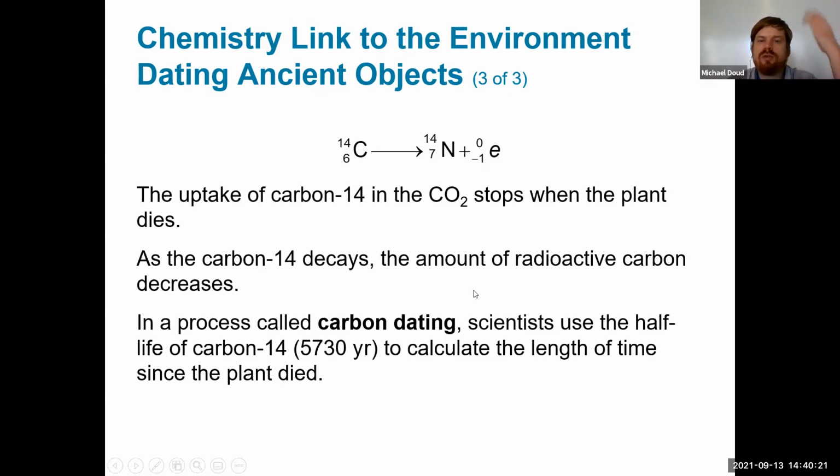So you can use carbon-14 dating to date anything that's biological from within the last, I think it's 50,000 years or so. You can get a good idea of the time that the plant or animal died, right? Because animals get all of their carbon from other animals, but also from plants. So eventually we end up with the same amount of carbon-14 as long as we're alive.